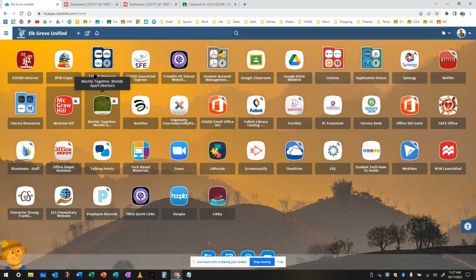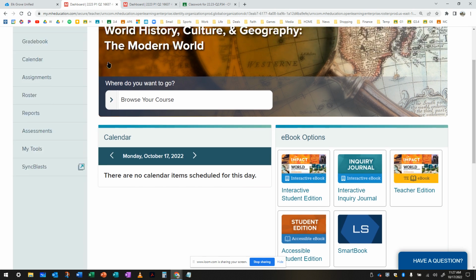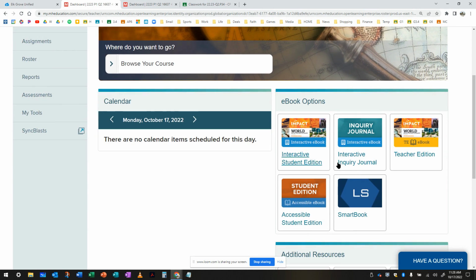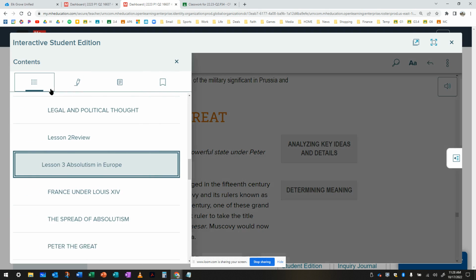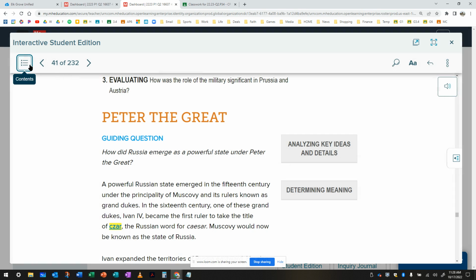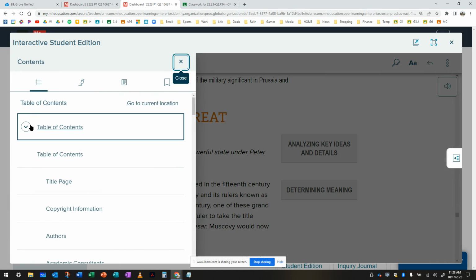Click on McGraw-Hill, and once you're at McGraw-Hill, it'll give you a chance to open up this page right here. The dashboard will give the option to find the interactive student edition. So go and click on this right here, and you're going to find the textbook itself here. Okay. So go to the table of contents, which is you click on the top left-hand corner. The contents are here. Okay.